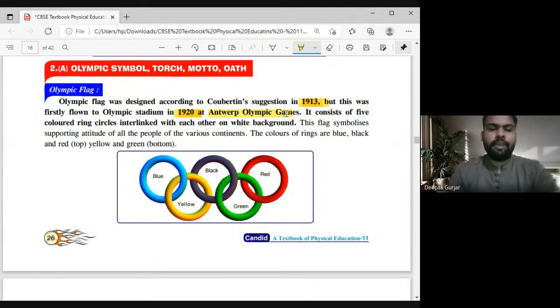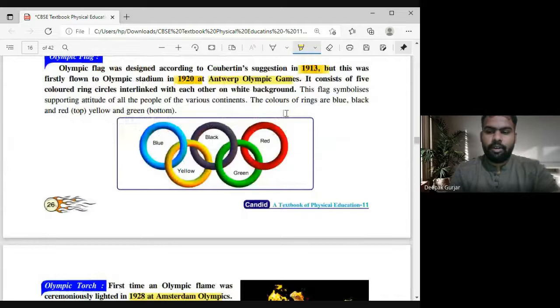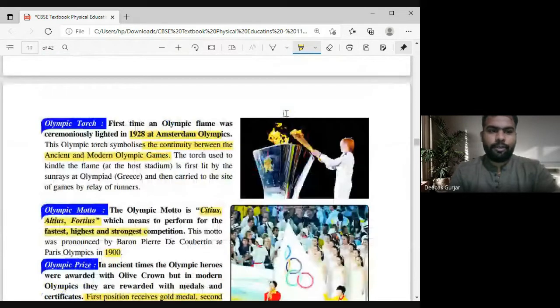So the Olympic flag was designed by Baron Pierre de Coubertin in 1913, and it was first flown at the Antwerp Olympics in 1920. It consists of 5 rings which are interlinked with each other, symbolizing that people of various continents are together, right? Let us come to the next point, the Olympic torch.